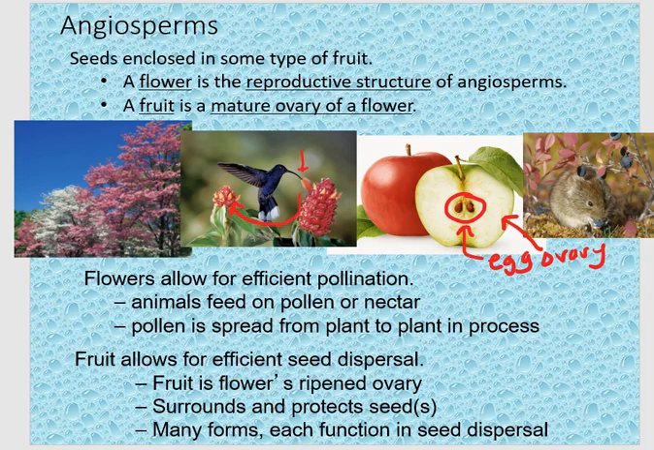Fruits also allow for efficient seed dispersal. The fruit is the flower's ovary. So when that fruit ripens, it drops, it falls off the tree, off the plant. Organisms such as this little mouse over here on the right can eat that. He takes those seeds and he disperses them later on.